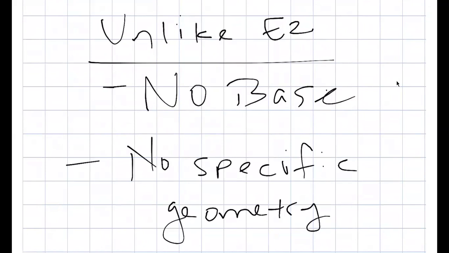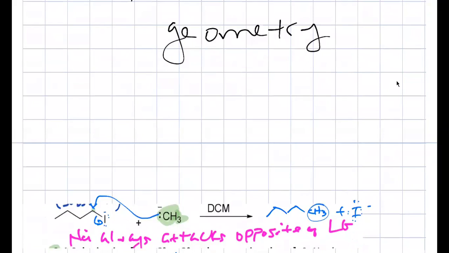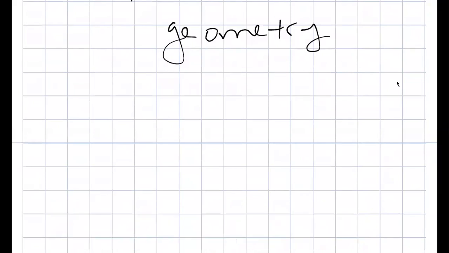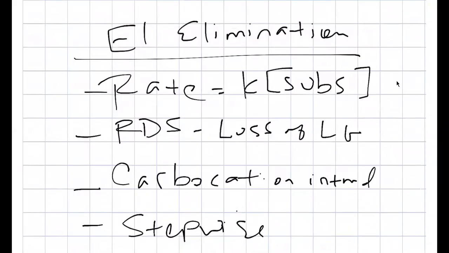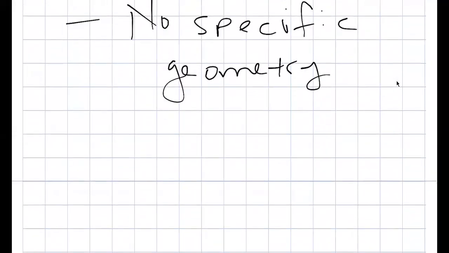Right. So let me do it now. So for the E2, there's a geometry that you have to adhere to in order for elimination to happen. So let me give you a rough, quick and dirty crash course into what we call a Newman projection. Well, before I do that though, let me show you this.